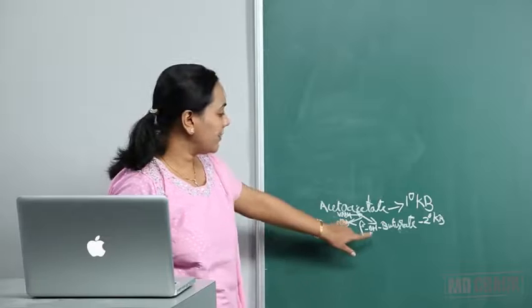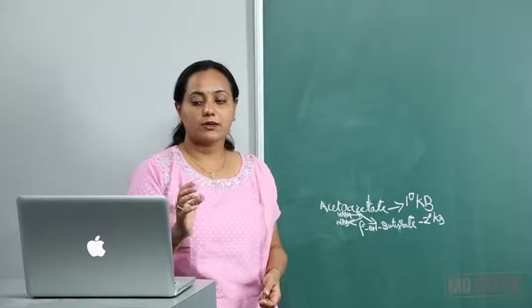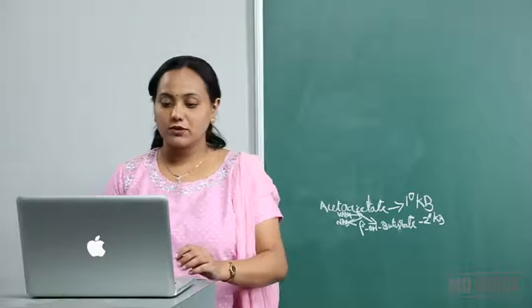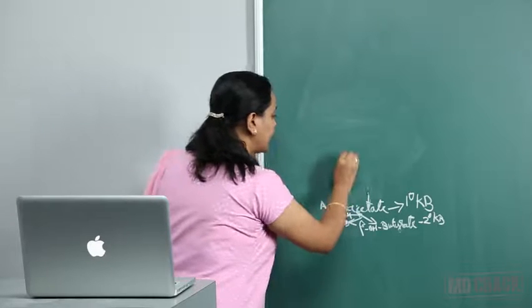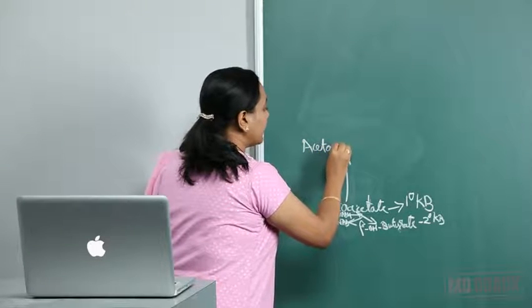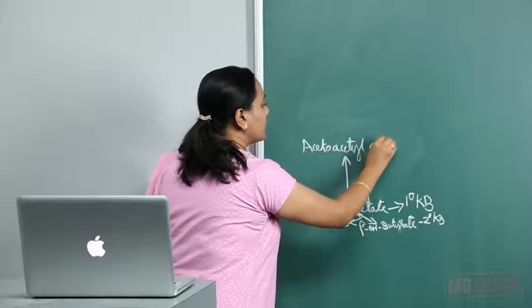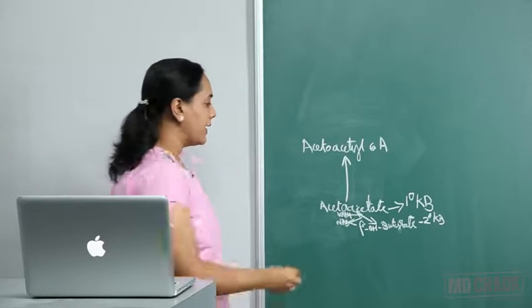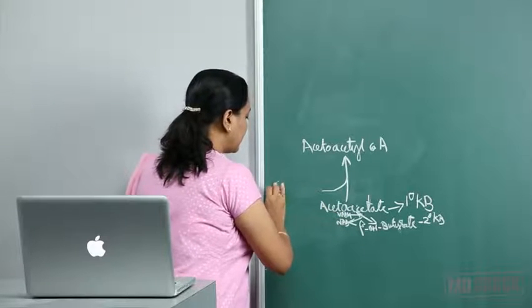So let us look at beta-hydroxybutyrate or acetoacetate. They are formed by a reversible reaction by beta-hydroxybutyrate dehydrogenase. Now the next reaction is catalyzed by the enzyme thiophorase. It has to get activated. It has to form acetyl-CoA. So something has to donate its coenzyme A, and this coenzyme A is donated by succinyl-CoA.